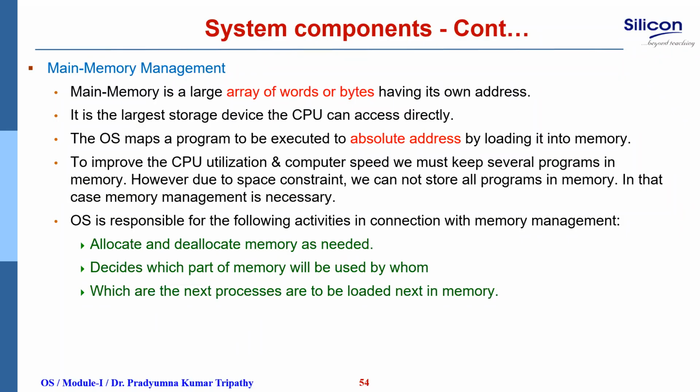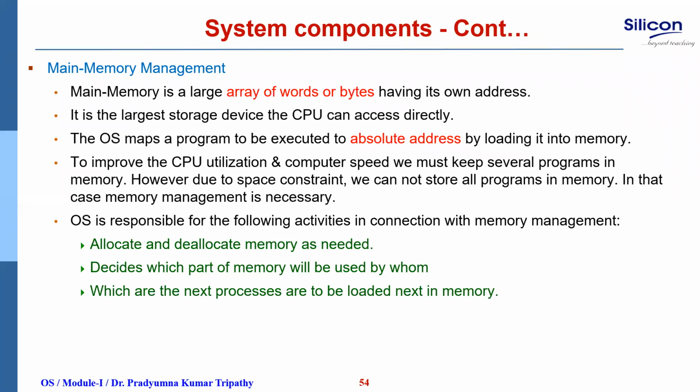So the CPU quickly switches between these programs for execution. And that is where memory management comes into the picture. Memory management means deciding which programs to store in the memory from the disk and which programs can be executed by the processor. So the operating system is responsible for the following activities in connection with memory management: allocate and deallocate memory as needed.